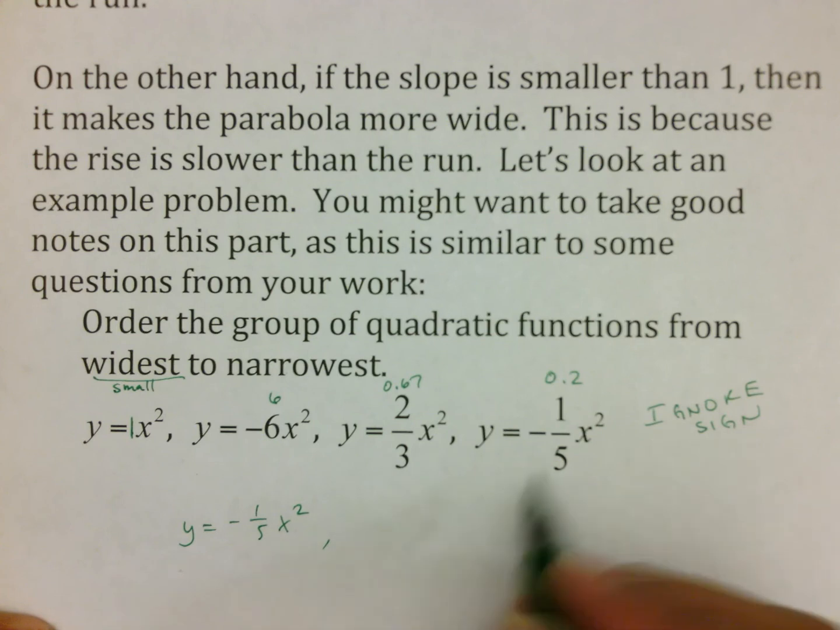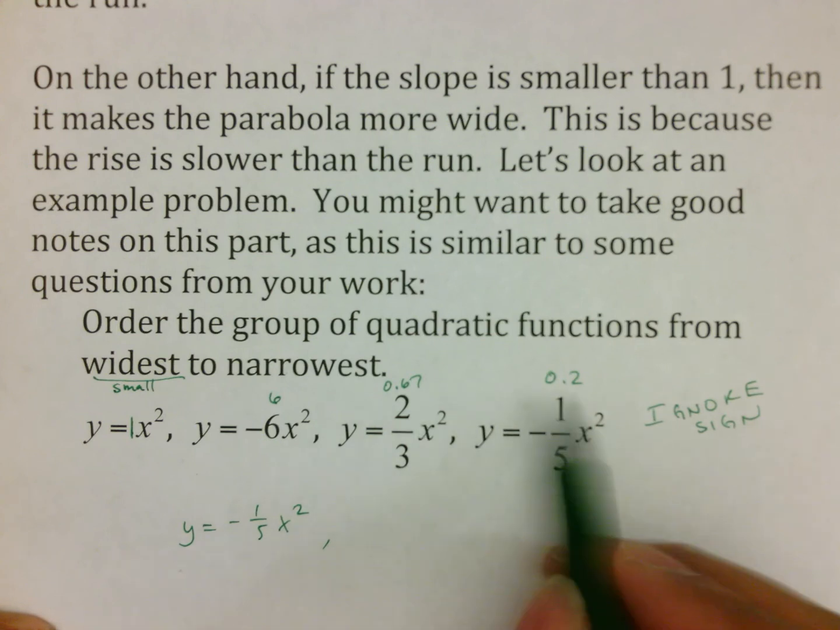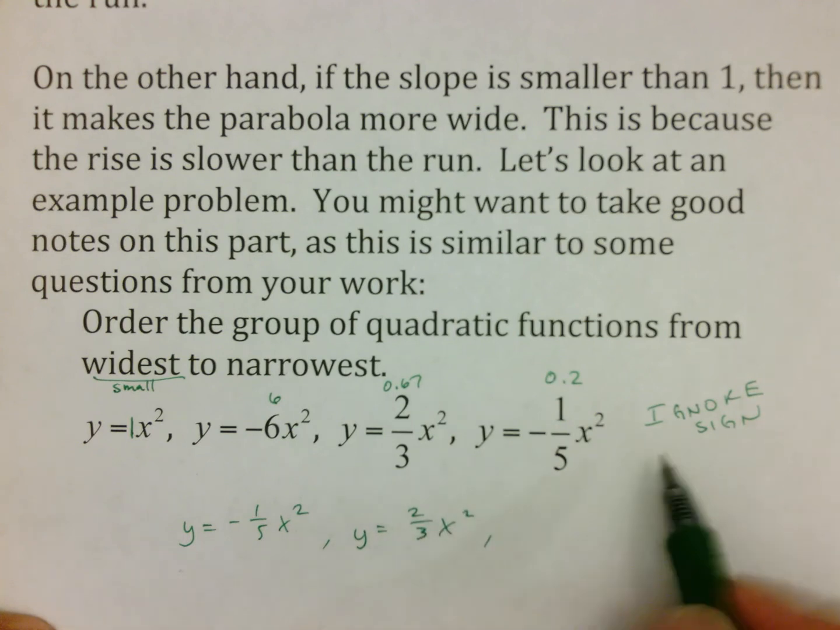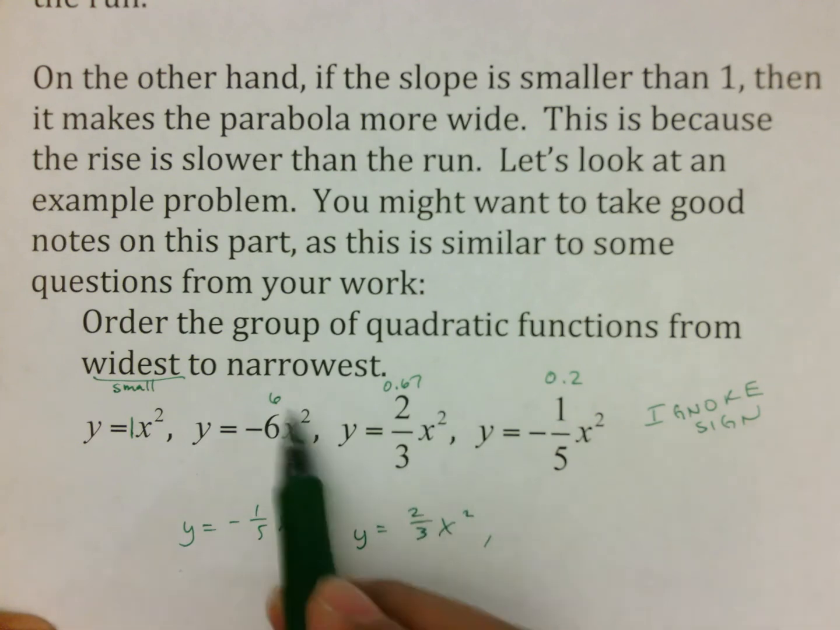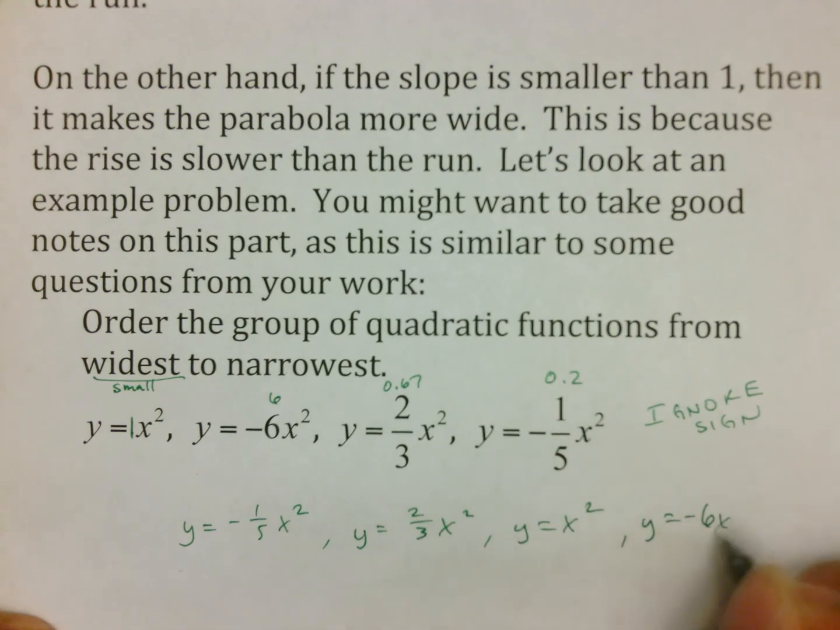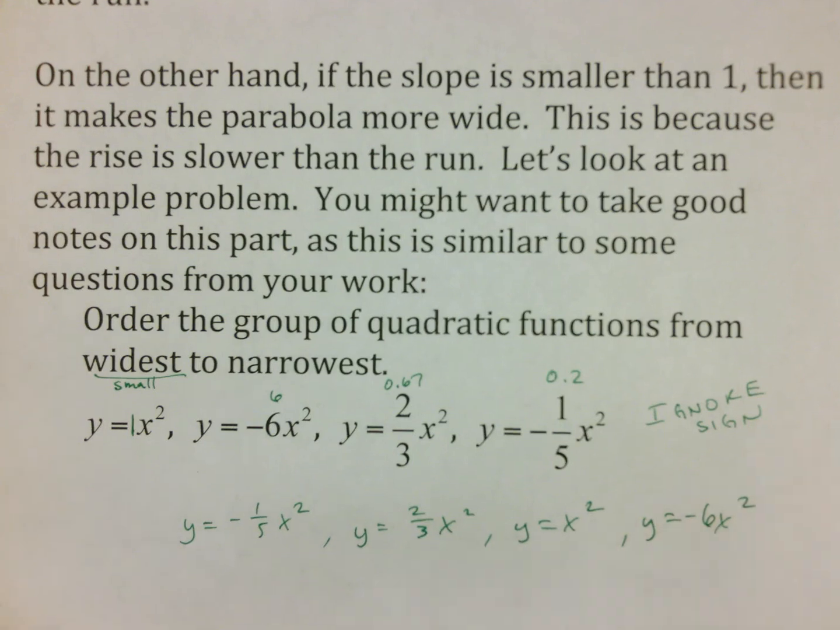My second graph should be whatever the next smallest number is, which is 0.67, so y equals 2/3 x squared. My third graph, from 0.67 I think goes to 1, would be y equals x squared, and then my fourth would be y equals negative 6 x squared. And that again would be my situation of widest to narrowest.